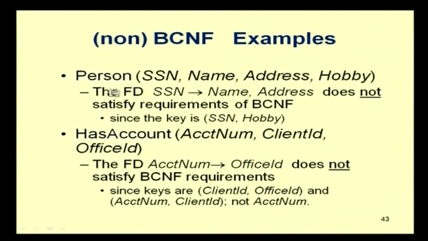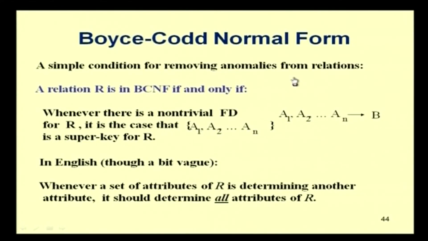Now, suppose you have SSN, name, address, hobby. Now, SSN determining name and address does not satisfy the requirements of BCNF since the key is SSN and hobby. Similarly, take a relation with account number, client ID, office ID. Account number determining office ID does not satisfy BCNF since the keys are client ID and office ID, and account number and client ID. So all this together tells us what BCNF is: a simple condition for removing anomalies from relations. BCNF is a very important normal form.